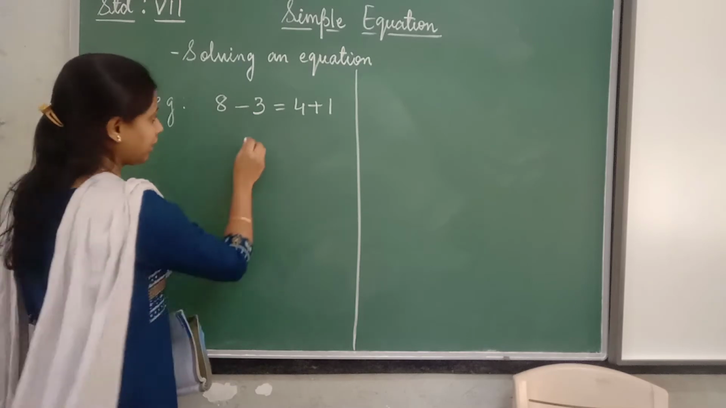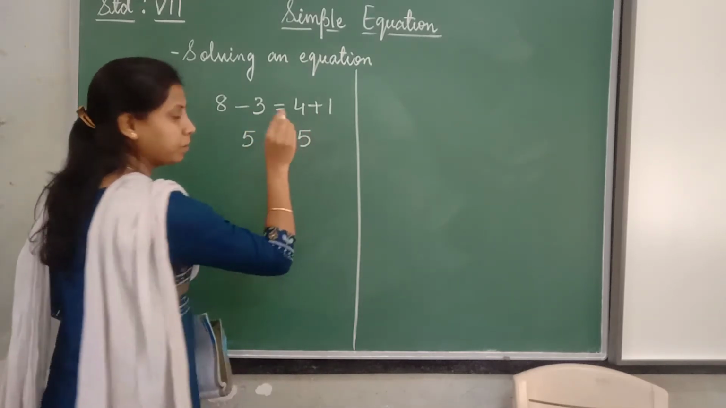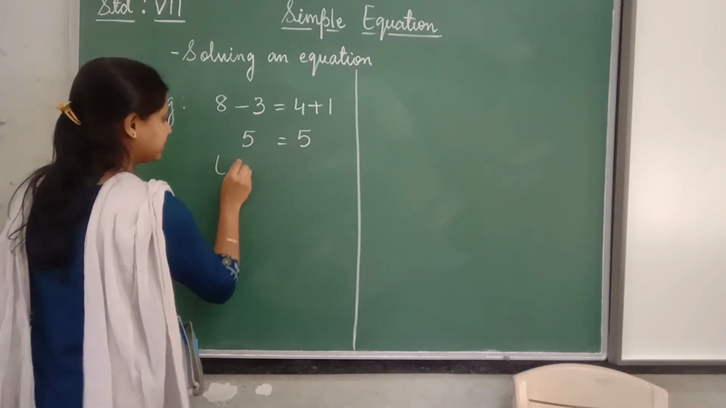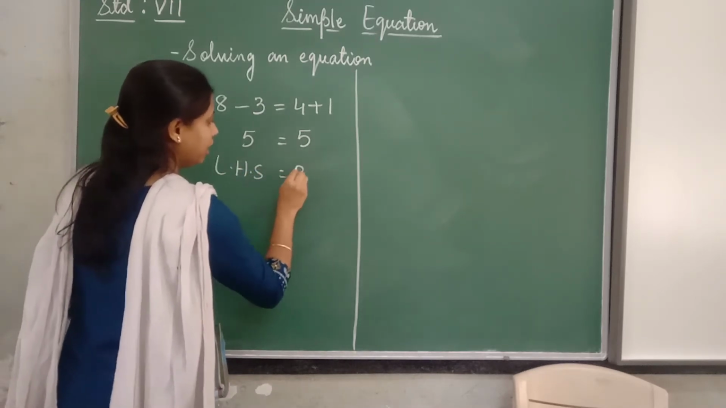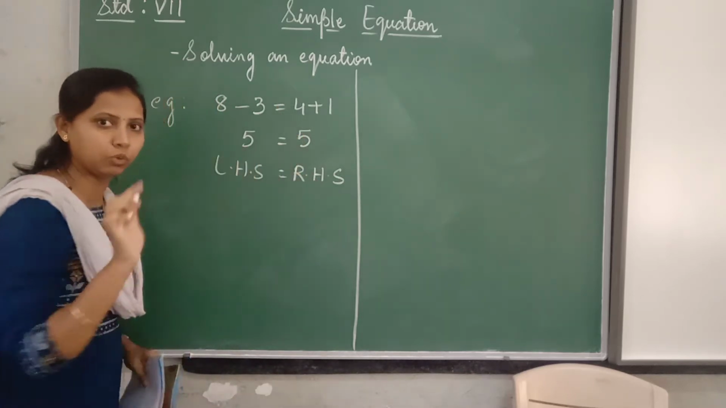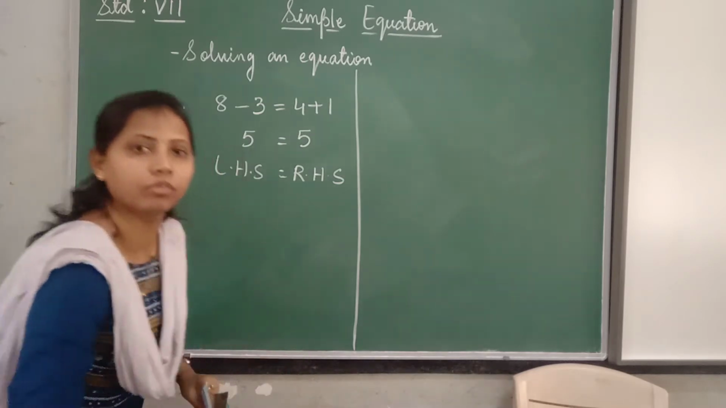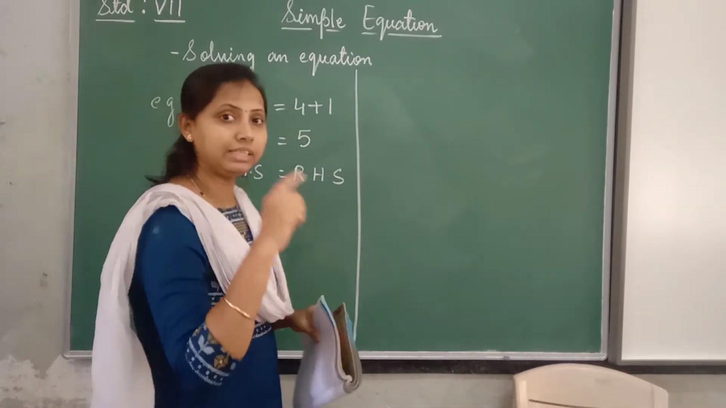What is 8 minus 3 now? 8 minus 3 is 5. What is 4 plus 1? 4 plus 1 is 5. So you can see LHS is equal to RHS. So whenever this equality sign is there, LHS will always be equal to RHS. Okay.